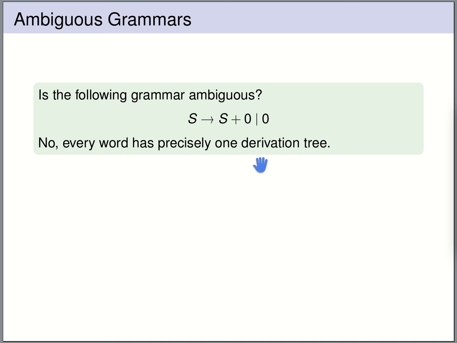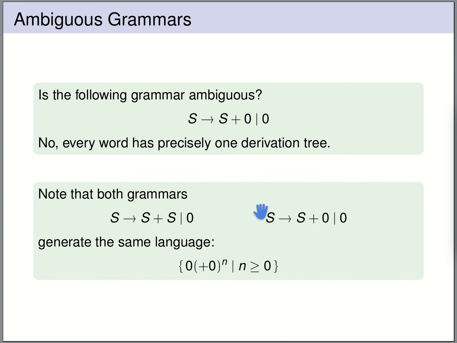So this grammar is not ambiguous, and surprisingly it has the same generated language as the ambiguous grammar that we've seen on the last slide. Both the ambiguous grammar as well as this non-ambiguous one give rise to the following language: 0 plus 0 to the power n, where n is greater or equal 0. So both generate the same language, and this shows that for some ambiguous grammars we can transform them into non-ambiguous grammars.